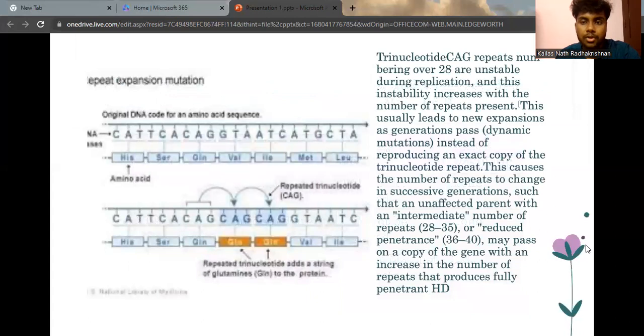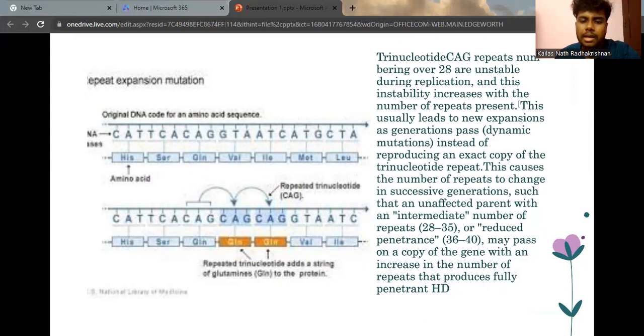So trinucleotide CAG repeats numbering over 28 are unstable during replication, and this instability increases with the number of repeats present. This usually leads to new expansions as genes are passed on. Instead of reproducing an exact copy of the trinucleotide repeat, this causes the number of repeats to change in successive generations, such that an unaffected parent with an intermediate number of repeats, 28 to 35, or one in the reduced penetrance range of 36 to 40, may pass on a copy of the gene with an increase in the number of repeats that produces fully penetrant Huntington's disease.